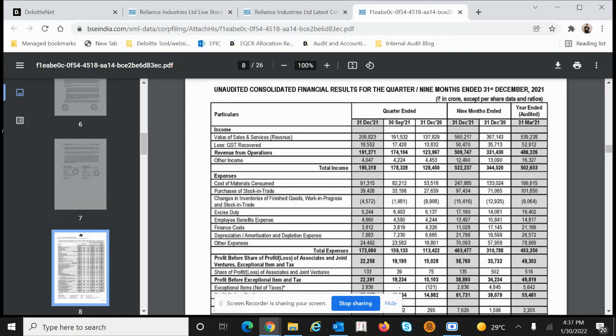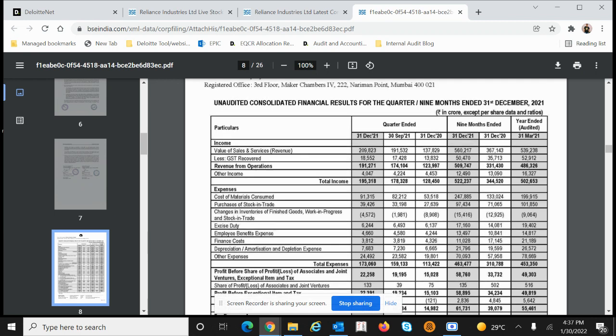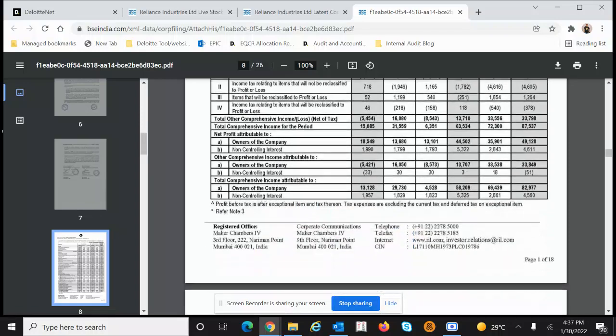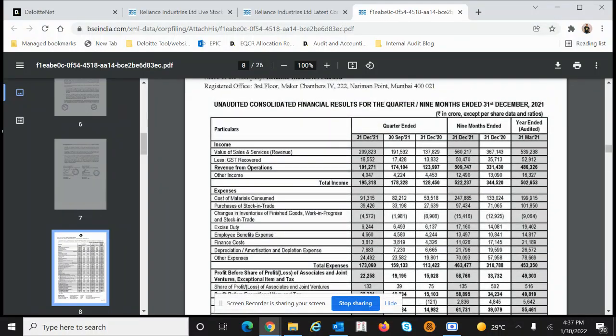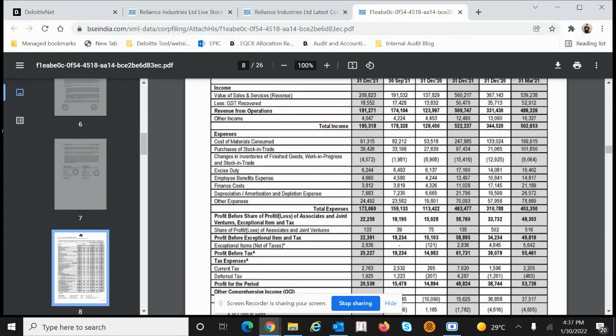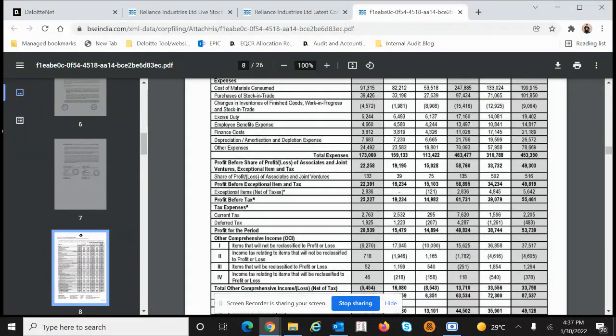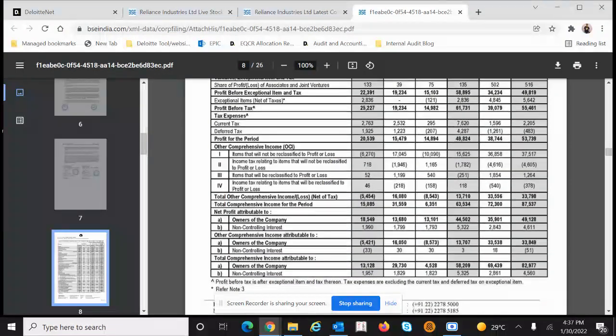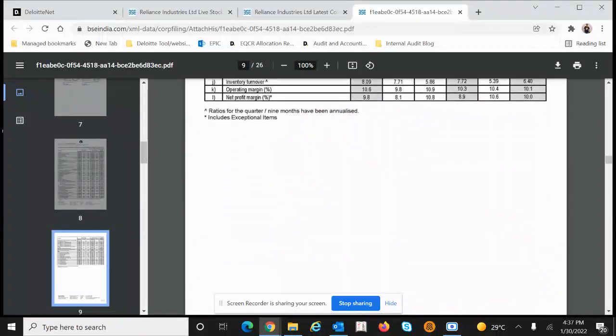So here it is the income statement, meaning the profit and loss account of Reliance Industries Limited on a consolidated basis. So what is consolidated financial result? Consolidated financial statement means the Reliance Industries standalone, plus it also includes the result of its associates, joint ventures and the subsidiaries. So here you can see the result like income, revenue from operations, other income, total income, expenses, total expenses, profit before share of associate. So this is one way you can view the result of the company.